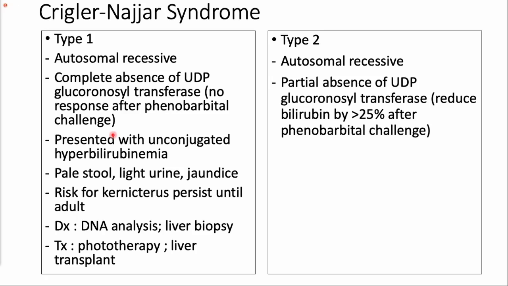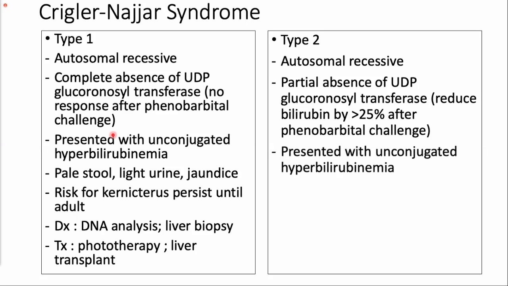Phenobarbital challenge test, I've not seen, but phenobarbital is actually used for things like conjugated hyperbilirubinemia. So sometimes we do give phenobarbital because it does help. But this test, I'm not sure. Crigler-Najjar is very rare. I've never seen Crigler-Najjar.